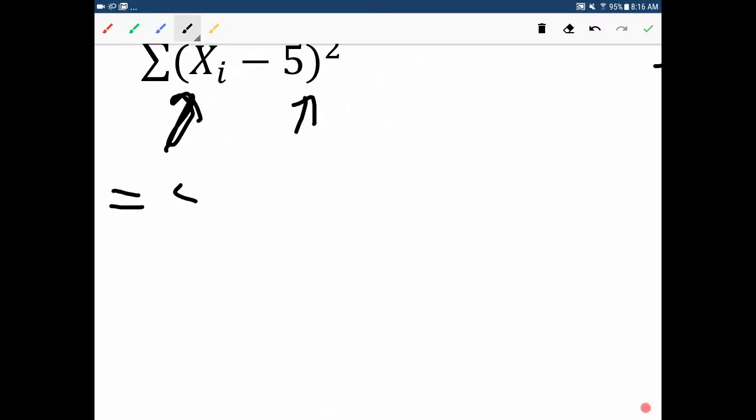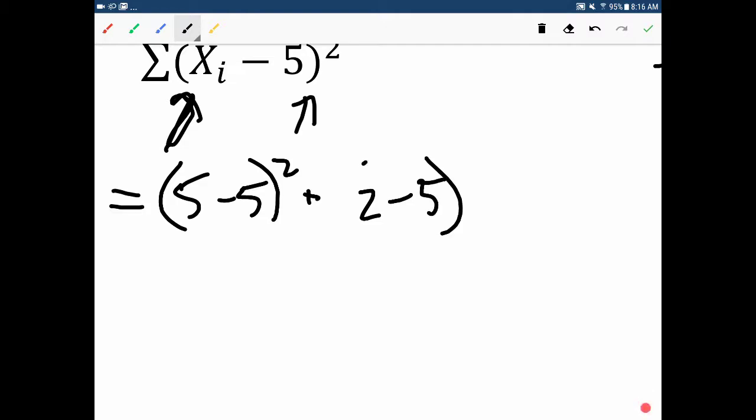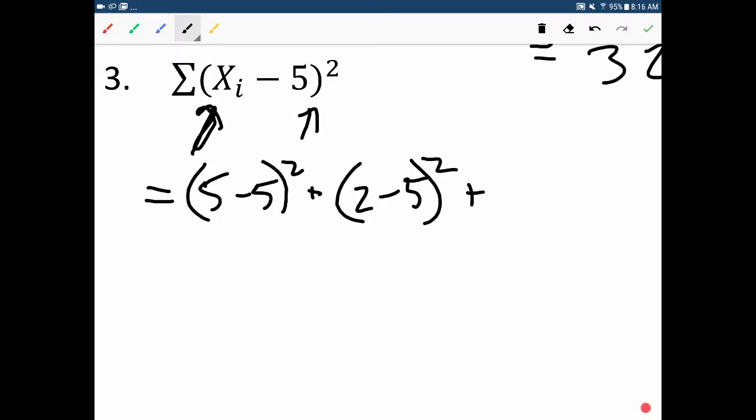So we'll just get 5 minus 5, and then we square it, and then we add it to the next piece of data, which was 2 minus 5, and then we square it. And this one might seem needlessly complicated, but a lot of the formulas are going to look a lot like this. Some of them will, again, as I say, they'll actually be much more intense than this.